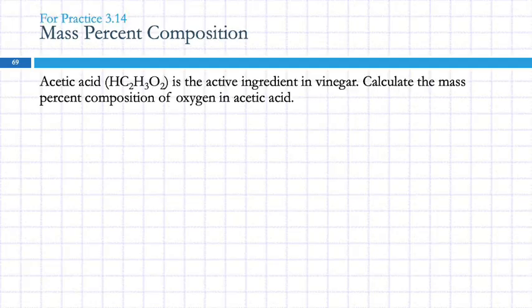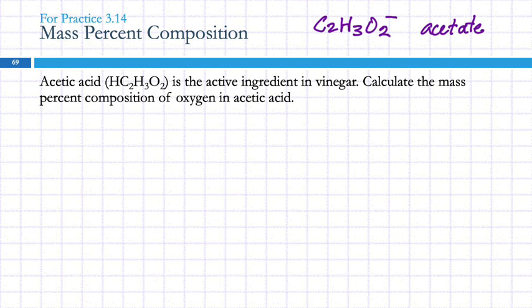Okay, acetic acid is the active ingredient in vinegar. Calculate the mass percent composition of oxygen in acetic acid. Acetic acid is an oxyacid, there's the oxygen, and it comes from the polyatomic ion C2H3O2 minus, which has the name acetate. So you change the ate to ic, and you get acetic acid. This is one that students often don't recognize.